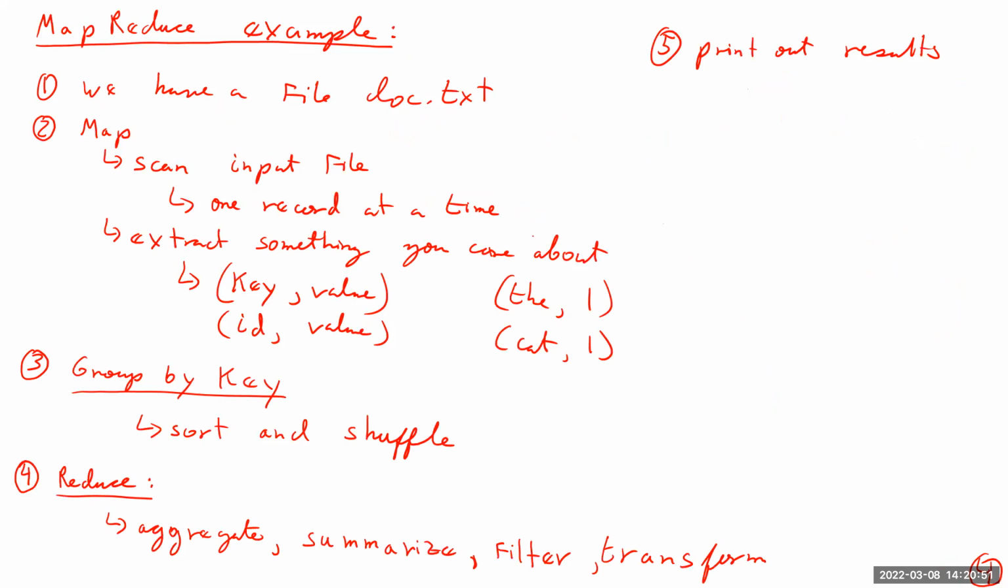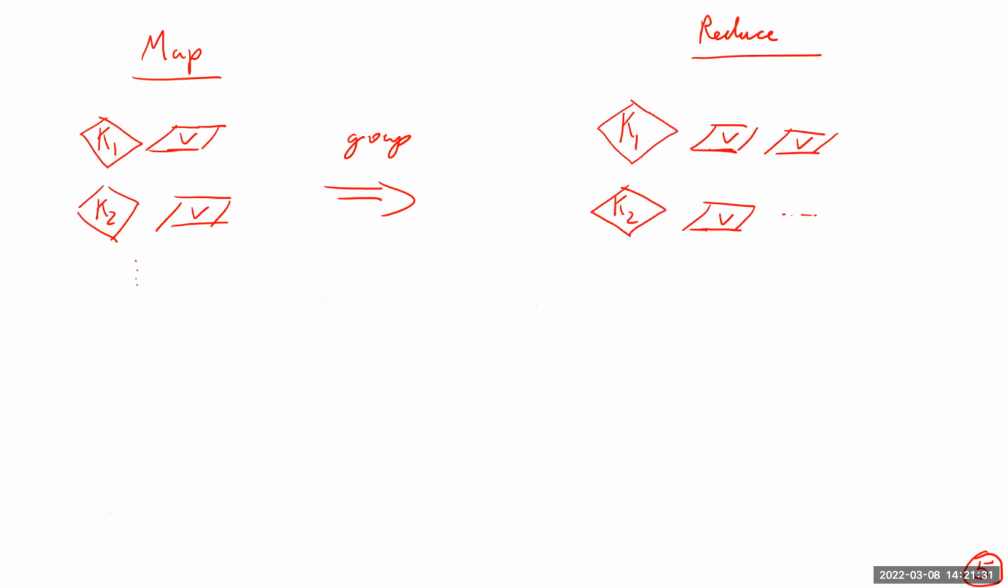Now we're going to talk about the example. We have a file doc.txt or just a small sentence. I'll probably just start with a sentence. We're going to map, which means we scan the input file one record at a time, extract something you care about, and convert it into key-value pairs, which will look like this. Then we group by key, sort and shuffle, and then we reduce, which in this case will be to add them up. Then we can print out the results. You could use awk just to give it a nice presentation.